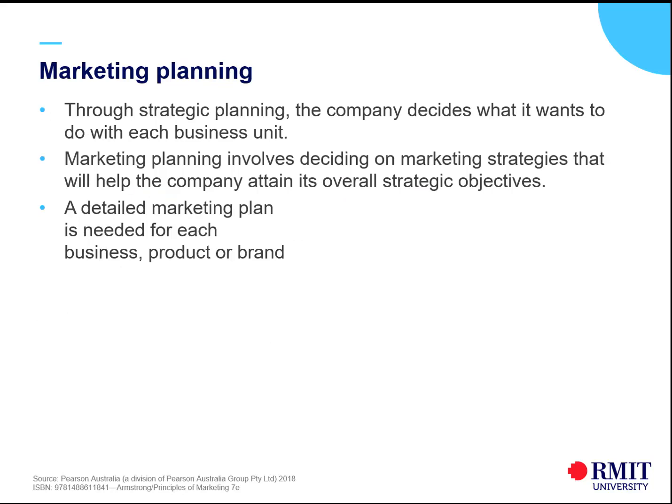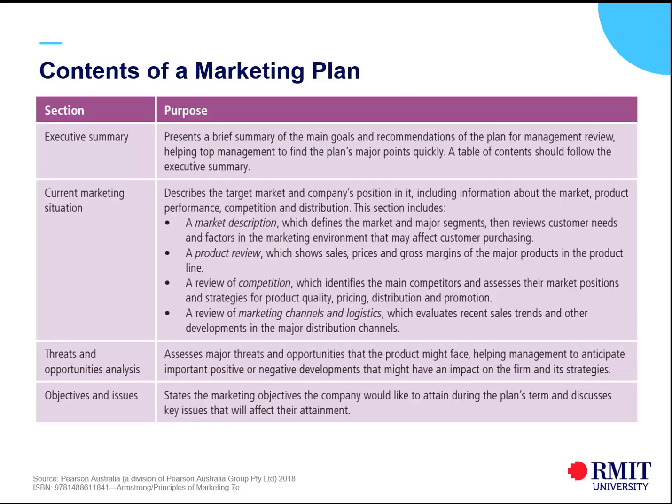So this then brings us into market planning. Through strategic planning, the company decides what it wants to do with each of these business units. Marketing planning involves deciding on marketing strategies that will help the company attain its overall strategic objectives. So a detailed plan is needed for each business, product, or brand.